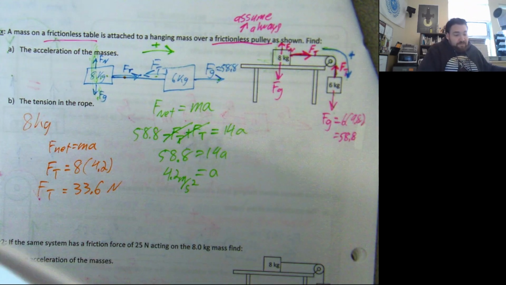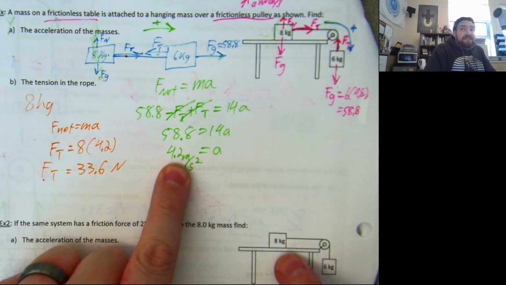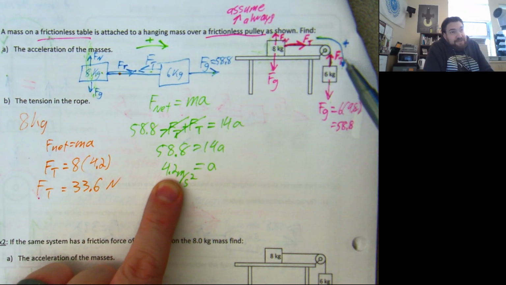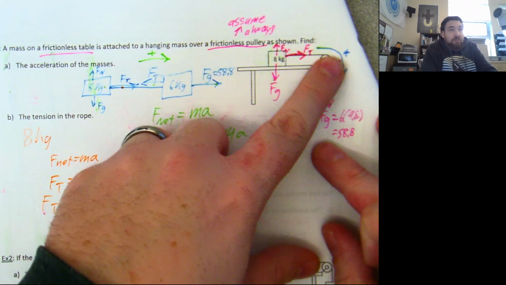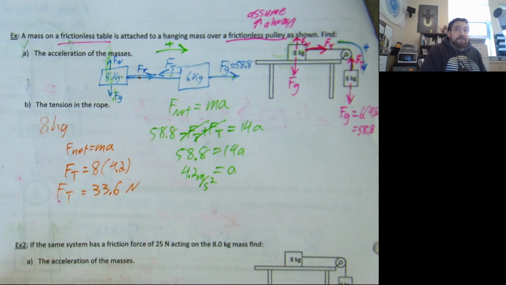So this thing's going to move. This acceleration is a positive value, which means what we expected to happen is going to happen. We said to the right and down. Well, if this thing's going to move, that's how it's going to go. So that's the acceleration of the system.